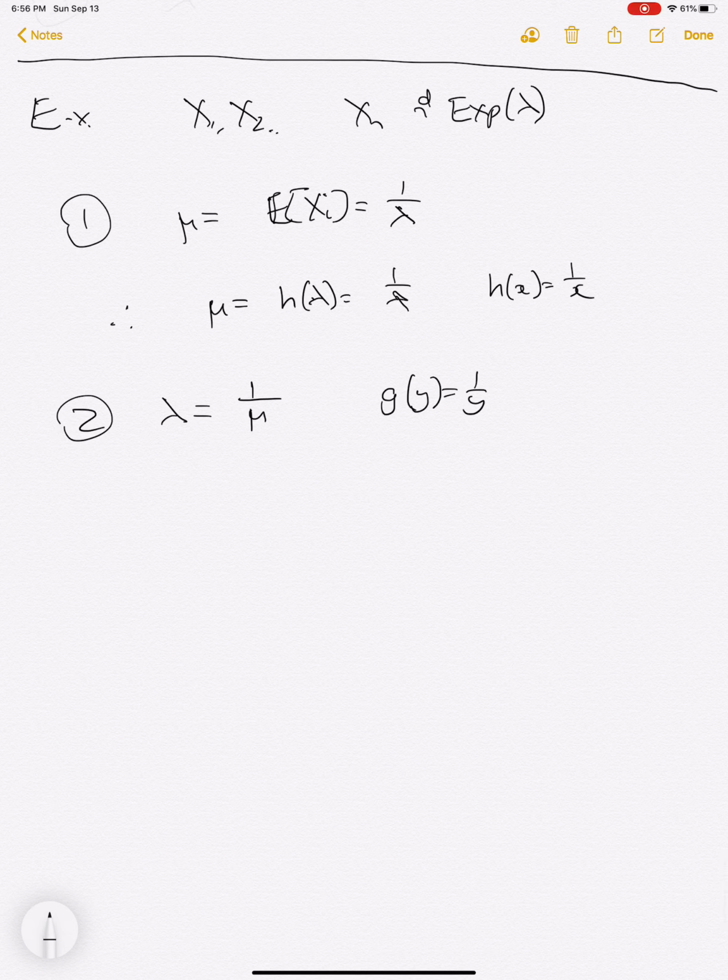And if you don't quite remember how to invert functions, the way to invert them is to just replace x and y, and then just do some algebra to get y on the one side.